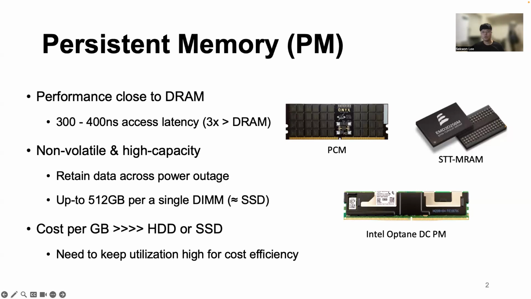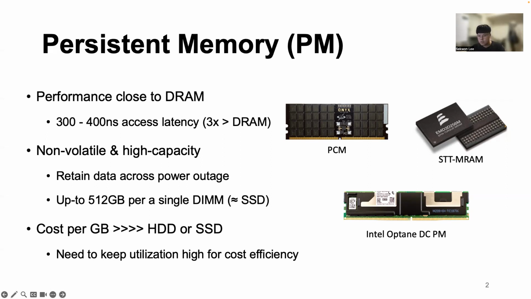Persistent memory is a new storage class memory technology that has high performance close to DRAM. For example, Intel Optane DCPM provides only 3 times higher access latency than DRAM. Moreover, it is non-volatile, retaining data across power outage, and provides high capacity, up to 512 GB for a single DIMM-like SSD.